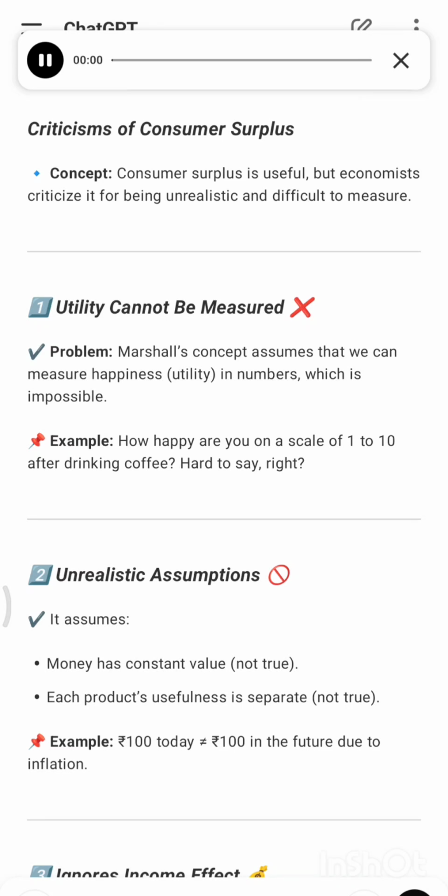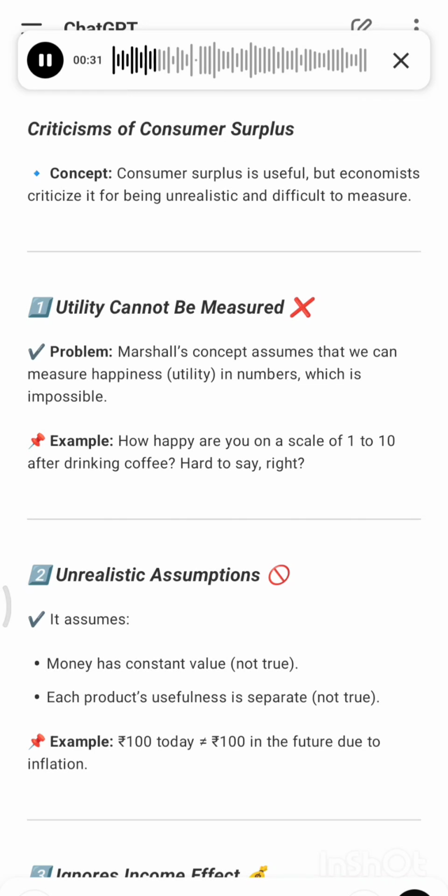Criticisms of consumer surplus. Concept: consumer surplus is useful, but economists criticize it for being unrealistic and difficult to measure. Utility cannot be measured. Problem: Marshall's concept assumes that we can measure happiness, utility, in numbers, which is impossible. Example: how happy are you on a scale of 1 to 10 after drinking coffee? Hard to say, right?